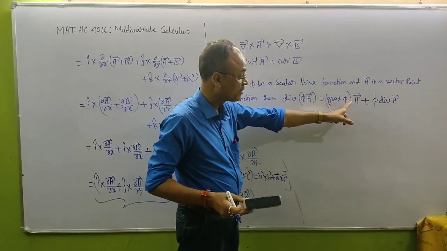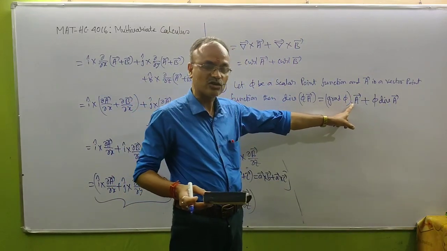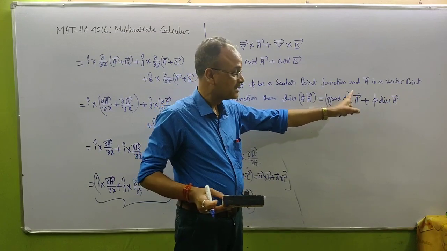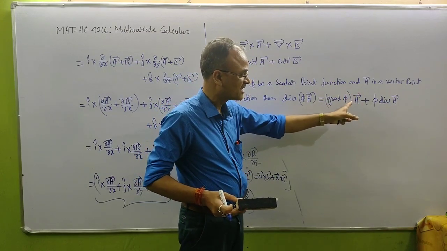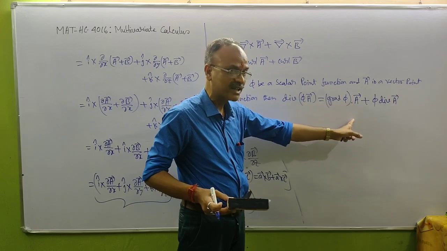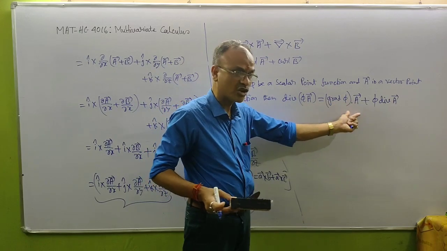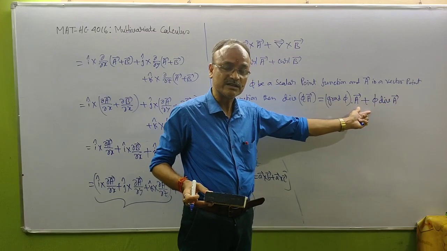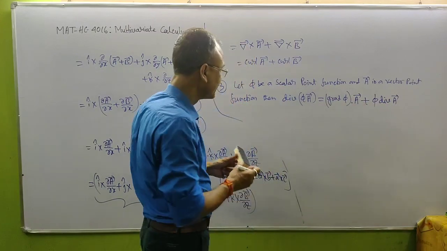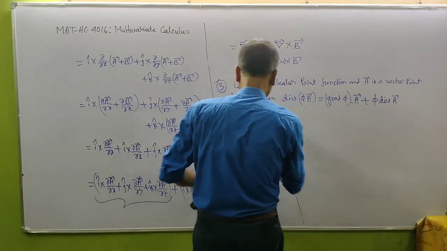For that, you must put the dot product here. The result is dot; in place of dot you may not write cross, you cannot write like this, because the gradient of phi cross A vector will be a vector quantity. It will be totally wrong. Now, let me prove this one.